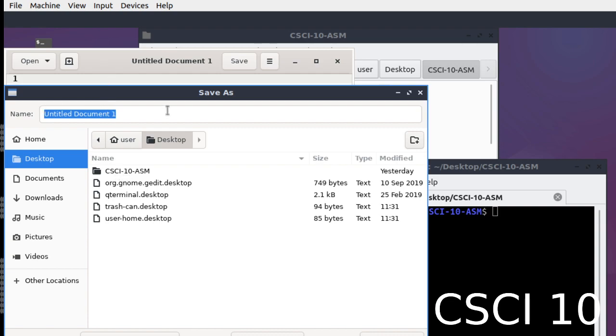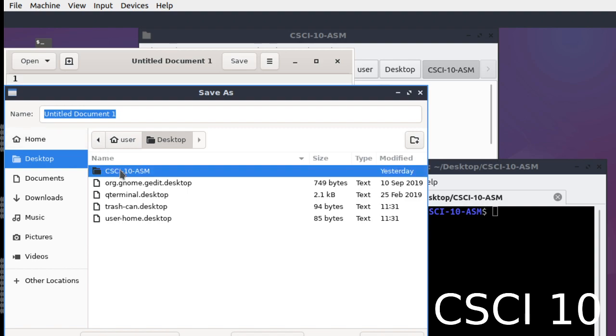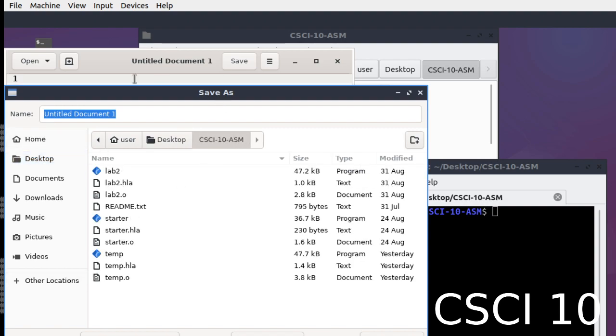So just make sure that the initial save goes into the CSCI 10 folder, and that you name it with no spaces. For us, this will be lab 3, with .hla as its extension. So check all those things until you've got good habits. I can also see that I'm in the right place because all of my other HLA stuff is here, on the user's desktop CSCI 10 ASM folder. And then I chose the name lab 3 no spaces .hla. And then I'm going to save that.